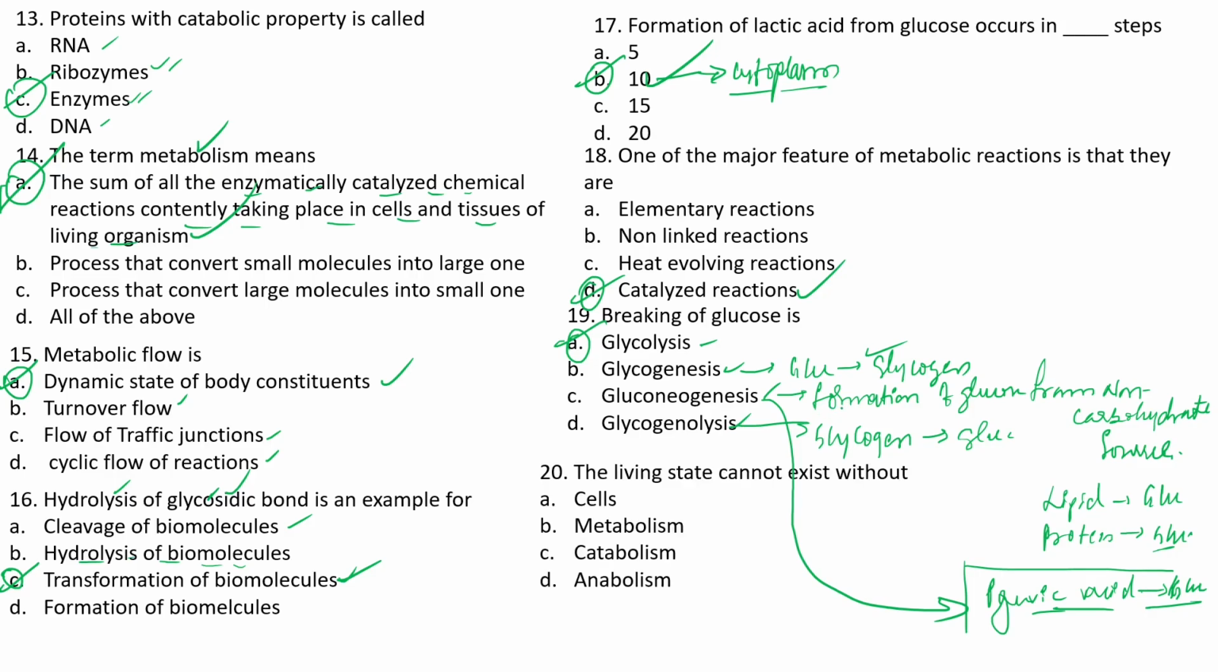The next question, the living state cannot exist without cells, metabolism, catabolism, or anabolism. We have discussed this as the last point from the class, that is the living cells cannot exist without the metabolism. So hence we can say B is the right answer.